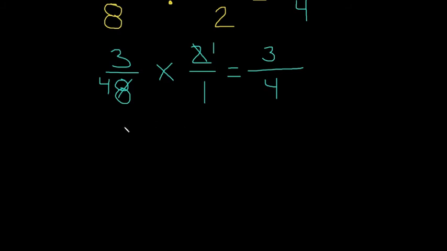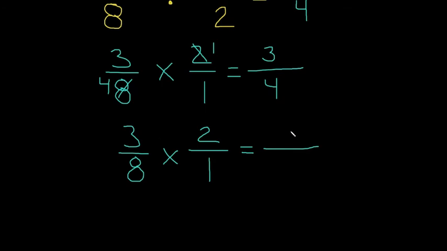Again, if I did not use cross simplification, if I simply multiplied straight across, I'd have 2 times 3 is 6. 1 times 8 is 8. But I would notice that both these numbers are even, therefore I can cut them both in half. What's half of 6? 3. What's half of 8? 4. And I get the same answer.